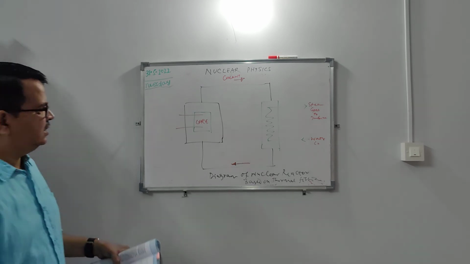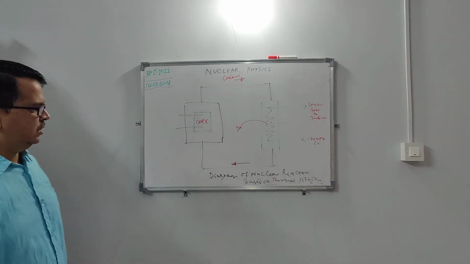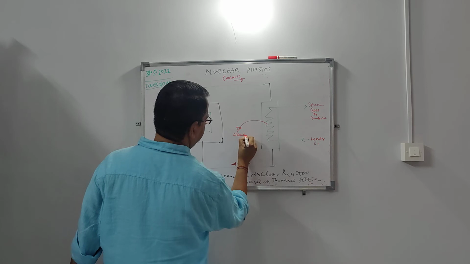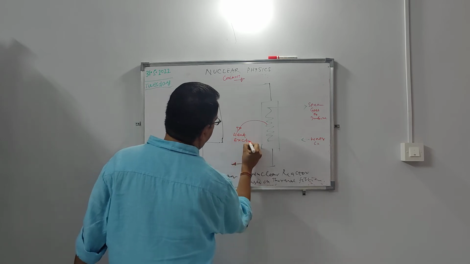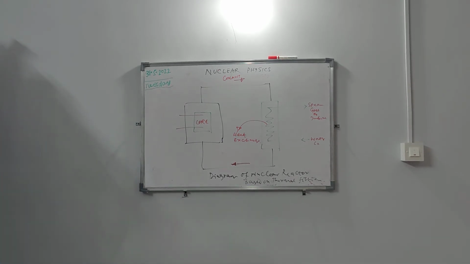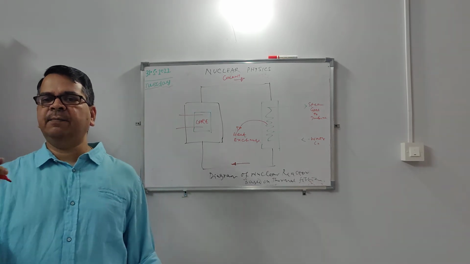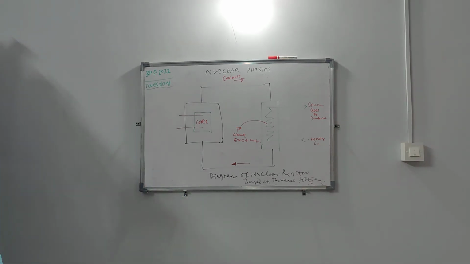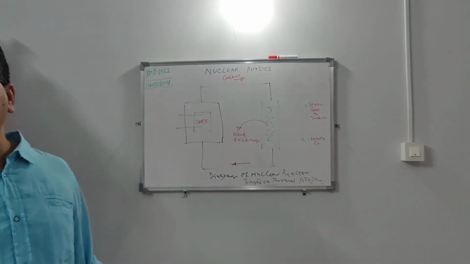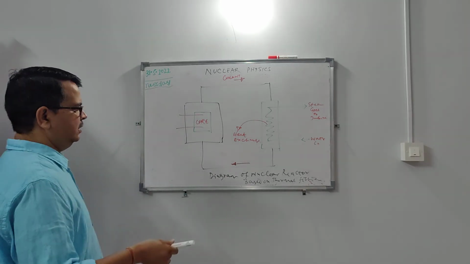This kind of symbol is the symbol for a heat exchanger or a condenser. I was talking to you about this in the refrigerator. In a refrigerator you have a condenser and an evaporator; condensation and evaporation happen at a constant temperature. You also have a throttle valve and a compressor. So four things are there in a refrigerator.